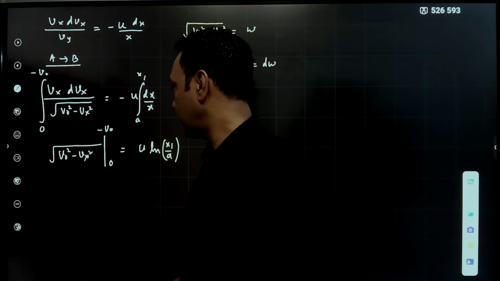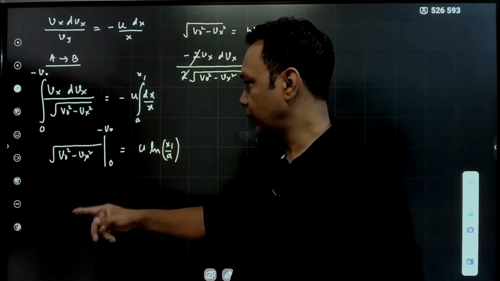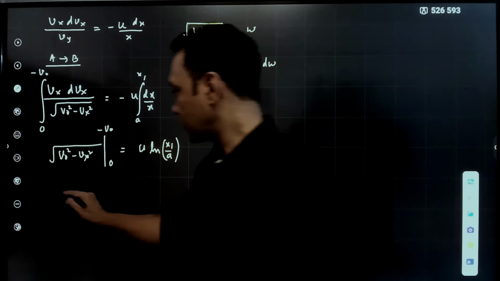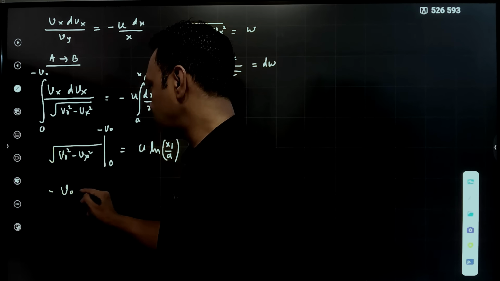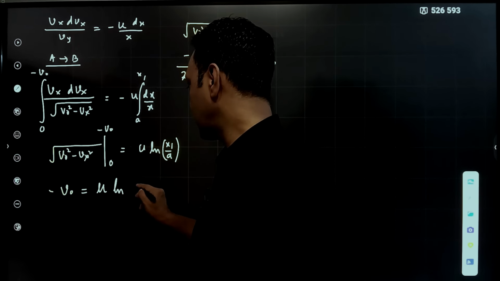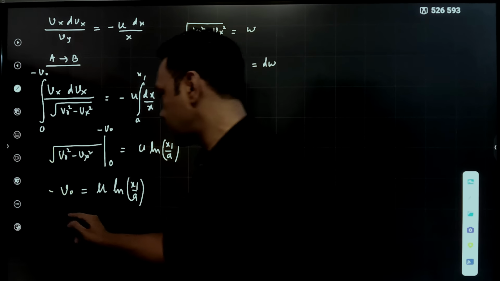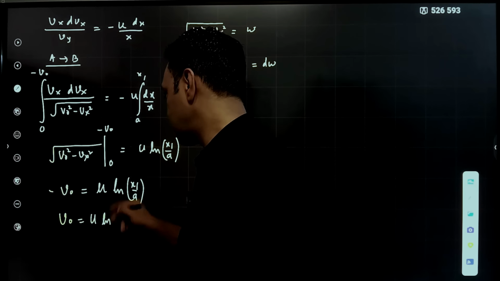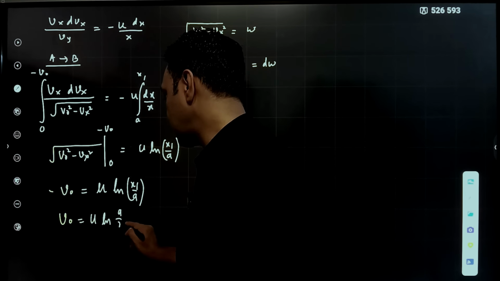So putting the limit, if you put the upper limit, that will be 0, and the lower limit will give V0. So that would be minus V0 is equal to U ln x1 by A. So V0 is equal to U ln, just flip this thing, A by x1.